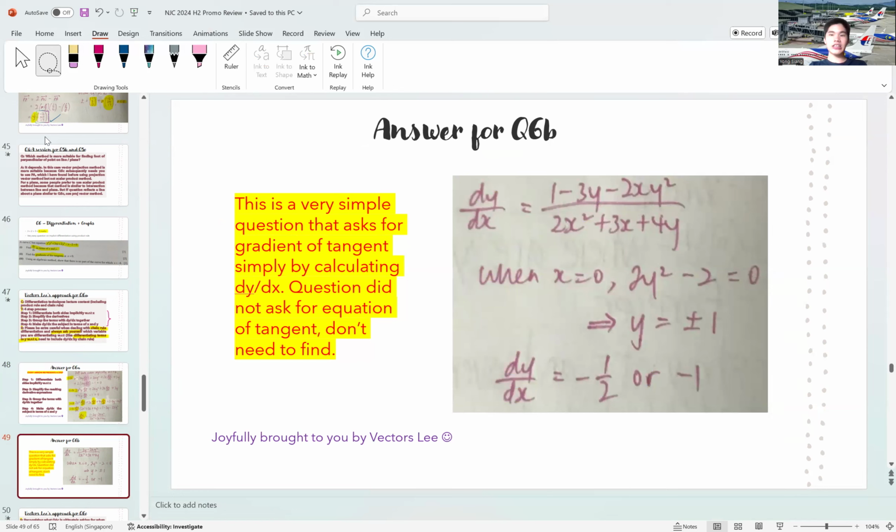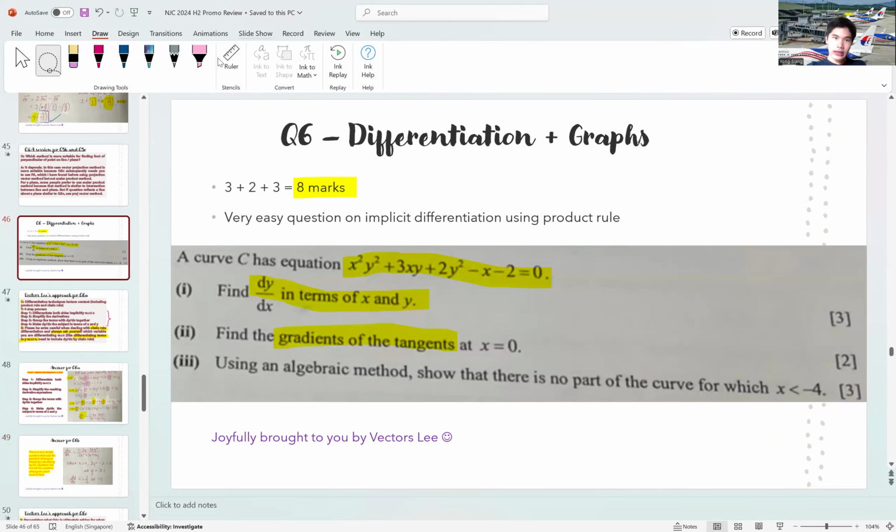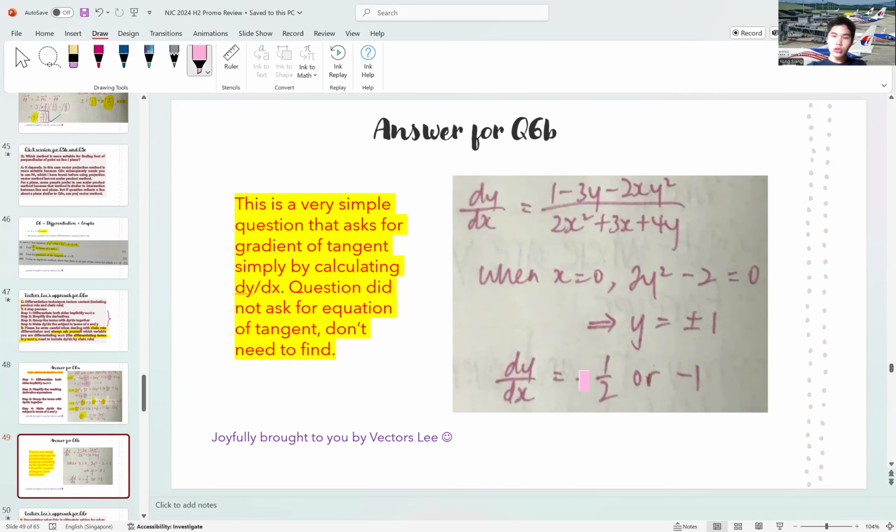But since dy/dx is expressed in terms of x and y, you need to find out what y is first, right? Because here the question says x is equal to 0. If x equals 0, calculate 2 possible values for y, and then after that you can substitute them and calculate 2 possible values for the gradient of the tangent, right?